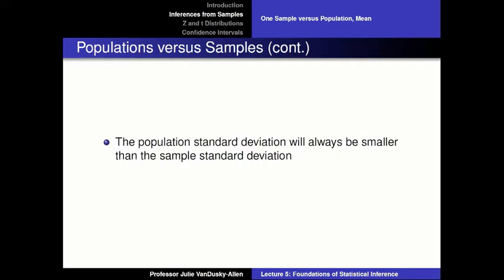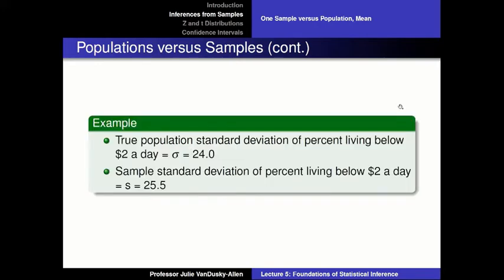There's also a problem for estimating the standard deviation of a variable. The population standard deviation will always be smaller than the sample standard deviation. To illustrate this point, here are the statistics from the population living under $2 a day example. The population standard deviation, sigma, was 24. I calculated these values on my own. You do not need to know how to do this. The sample standard deviation S was 25.5.